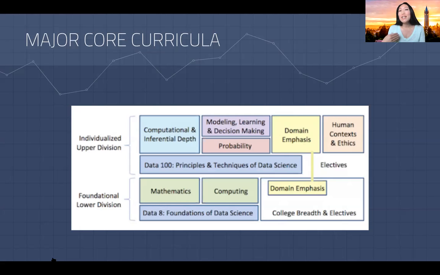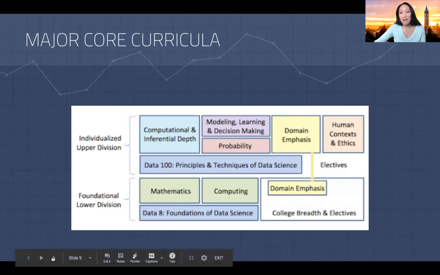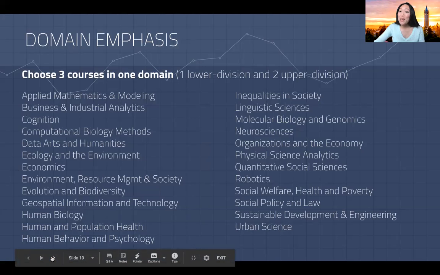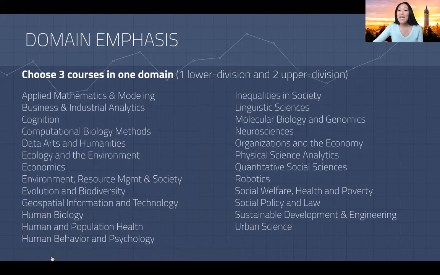You need to not only have the technical skills to analyze the data, but you need to understand what the data means, where it's coming from, to know if you're even looking at the right thing and if it's making any sense. So the domain emphasis is really about gaining a background in a contextual area where you can apply your data science skills. We offer 25 different domain emphases that you can choose from. The full list is here, and so I definitely don't have time to get into the details.